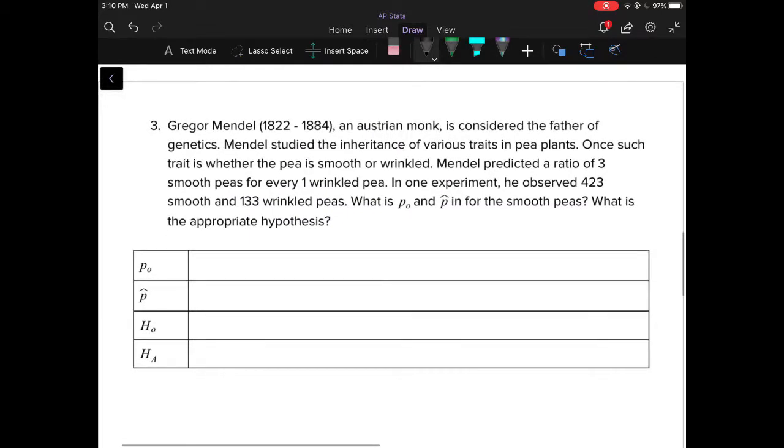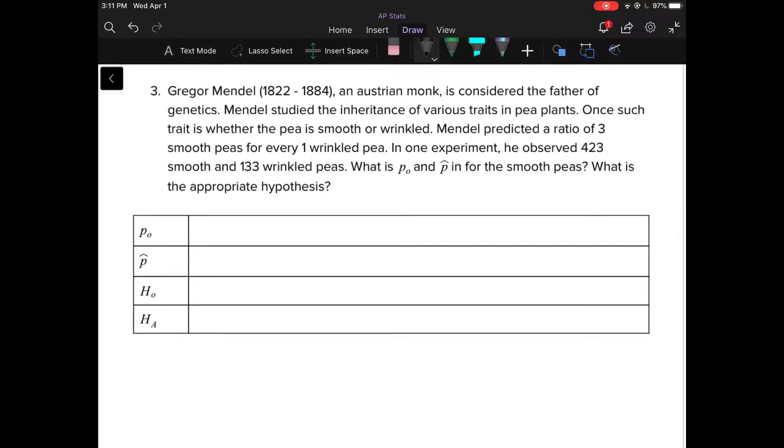Okay. Here's our last one. Gregor Mendel, from 1822 to 1884, an Austrian monk, is considered the father of genetics. Mendel studied the inheritance of various traits in pea plants. One such trait is whether the pea is smooth or wrinkled. Mendel predicted a ratio of 3 smooth peas for every 1 wrinkled pea. In one experiment, he observed 423 smooth and 133 wrinkled peas. What is P naught and P hat in the smooth peas? What is the appropriate hypothesis?